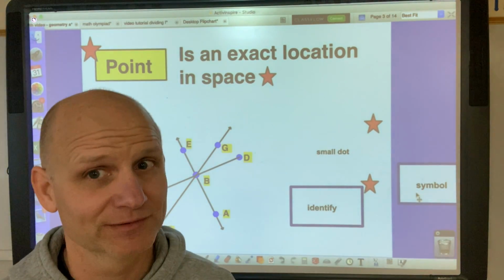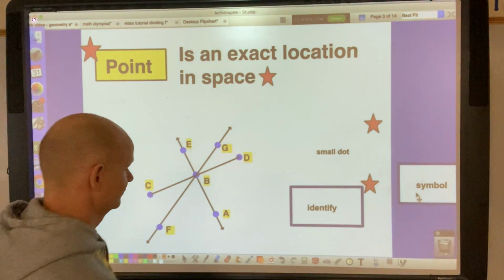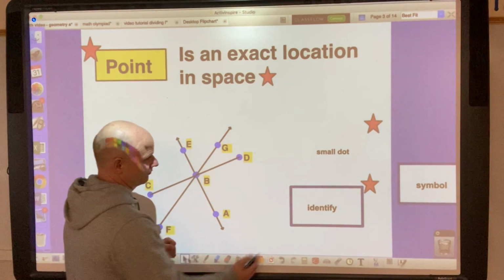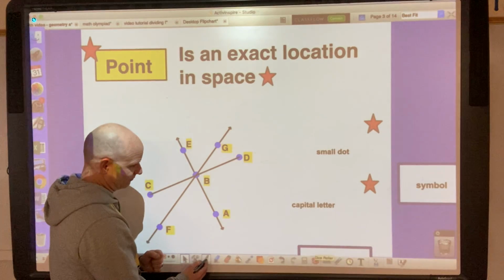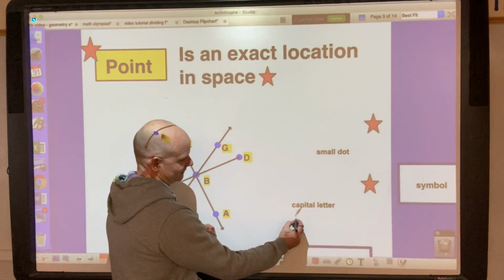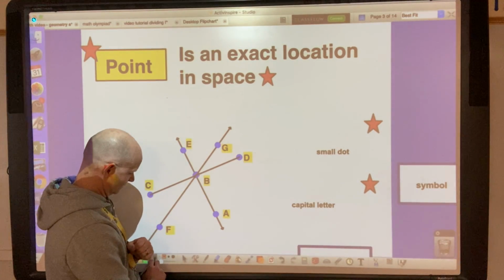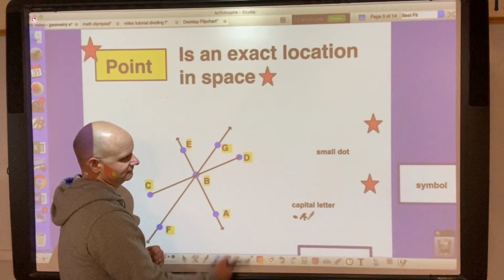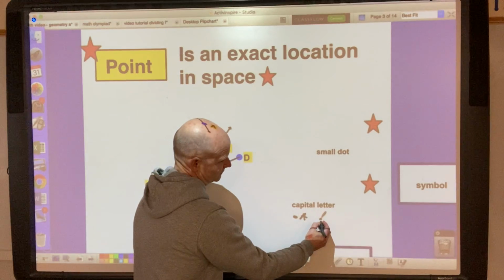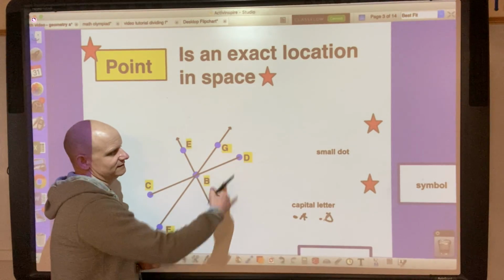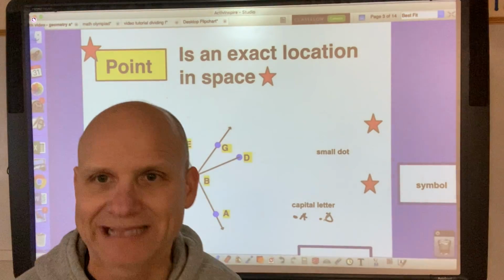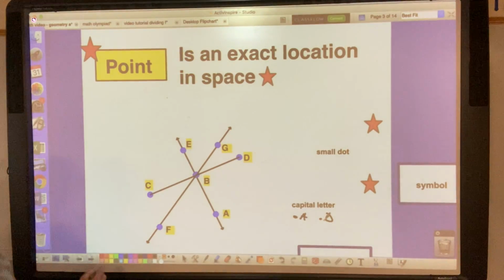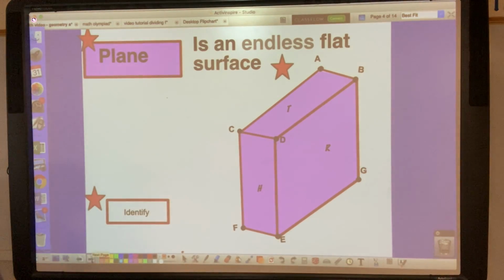Yeah, that's kind of complicated. So when you identify a point, you just use a capital letter and the dot. If I say this, I'm talking about point A. If I drew this, I'm talking about point D. All right, we got this. Good, let's move on. The next thing is, what's a plane?